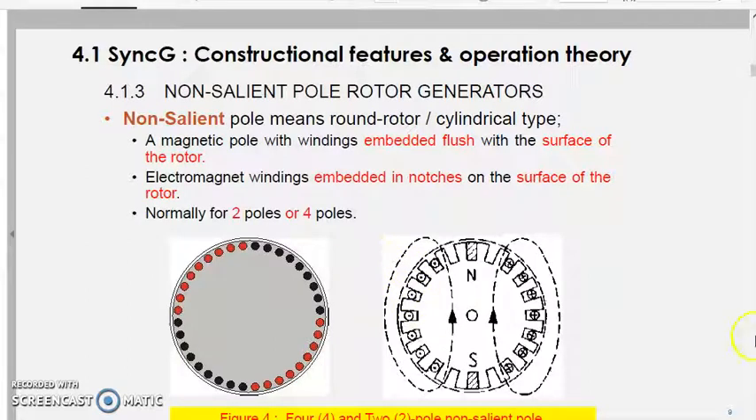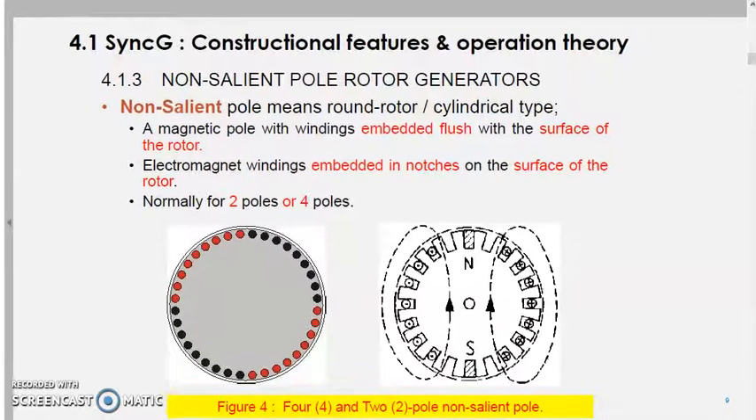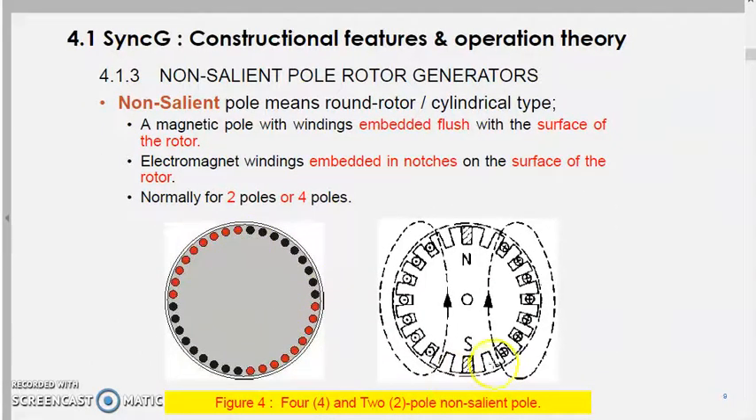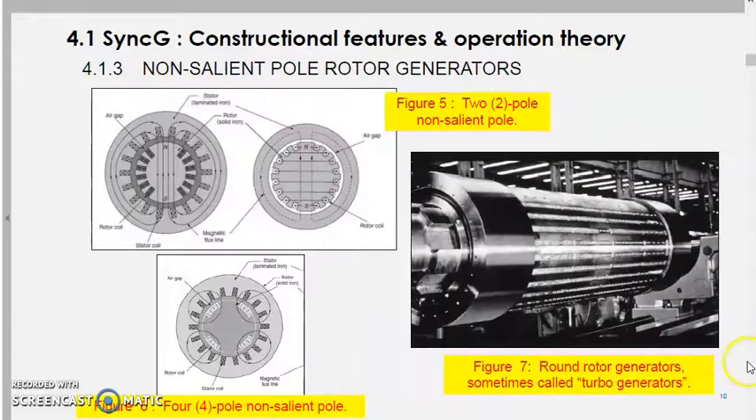So it's just like a wound rotor motor. So this is for 2 poles we have here, and it comes into here and comes out to here, so it winds accordingly. So this is the 4 and 2 pole salient pole. This is 4 poles, this is 2 poles. This is the construction or figure of the round rotor generator, sometimes called turbo generators. This is a 2-pole non-salient pole type of rotor. This is a 4-pole non-salient pole generator.